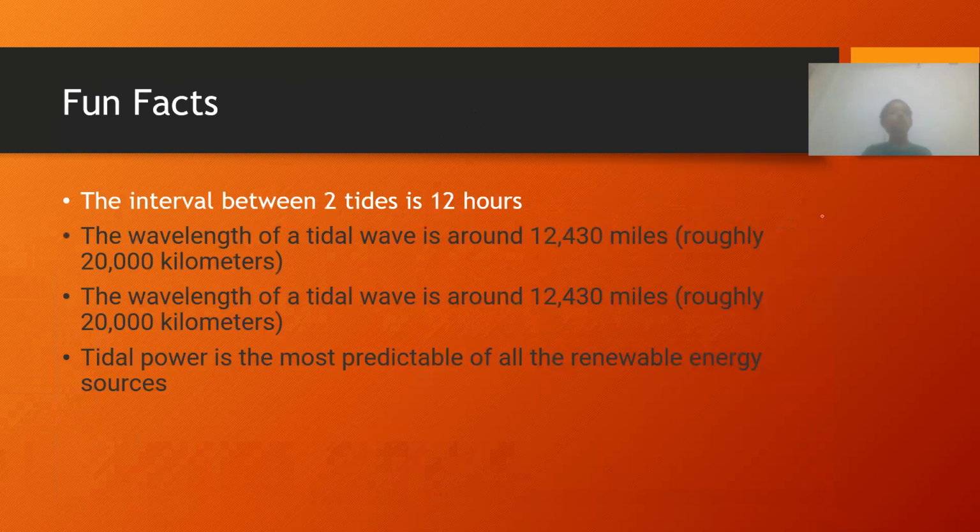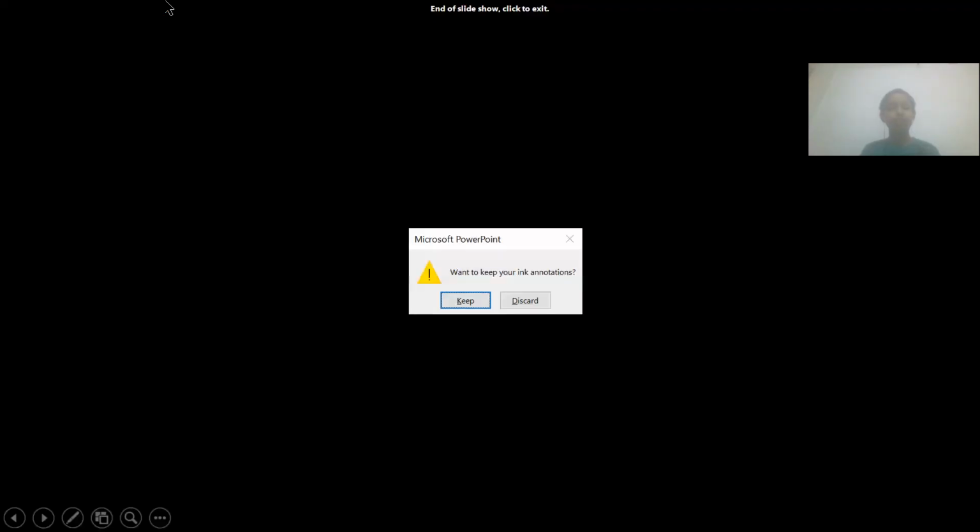Fun fact: the interval between two tides is 12 hours. The wavelength of a tidal wave is around 12,430 miles, roughly 20,000 kilometers. Tidal power is the most predictable of all renewable energy. Now, what is the meaning of these fun facts? I'm telling you.